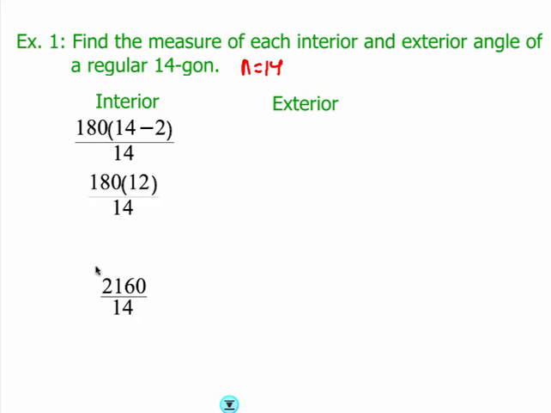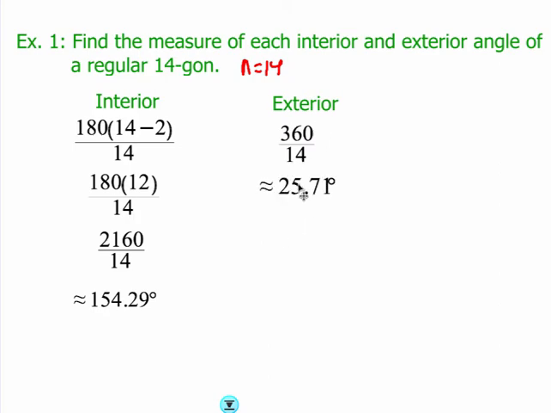That's 2,160, which is 180 times 12. And then divide by 14 to get roughly 154.29 degrees. When we're doing problems like this, it's probably good to round to 2 decimal places. The exterior is even simpler. We simply do 360 divided by n, which is 14, which is roughly 25.71 degrees.